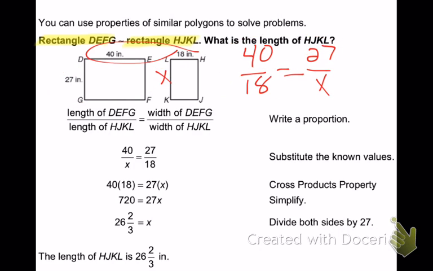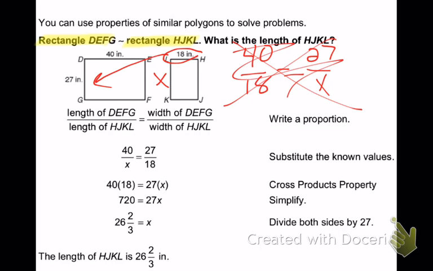No. What's wrong with that though? Because 18 is the short side. Yeah, look at this. 18 is the short side. Which one's the short side over here? 27. So that doesn't work. You need to line it up like this. 40 over x, again, long side with long side, equals 27 over 18, short side over short side. Wow. Okay, and then you use cross products to solve.